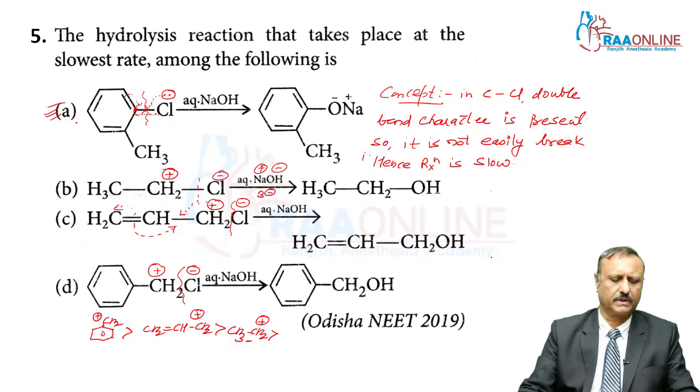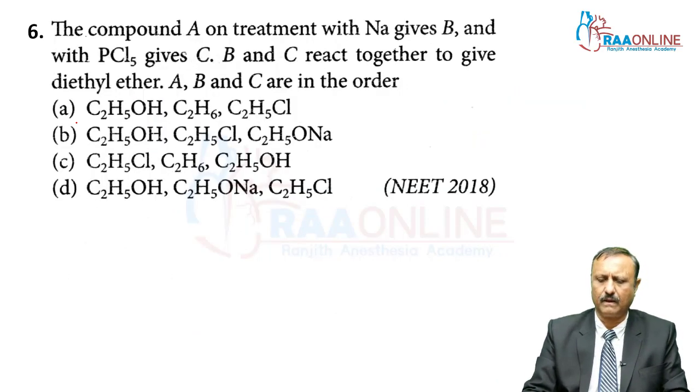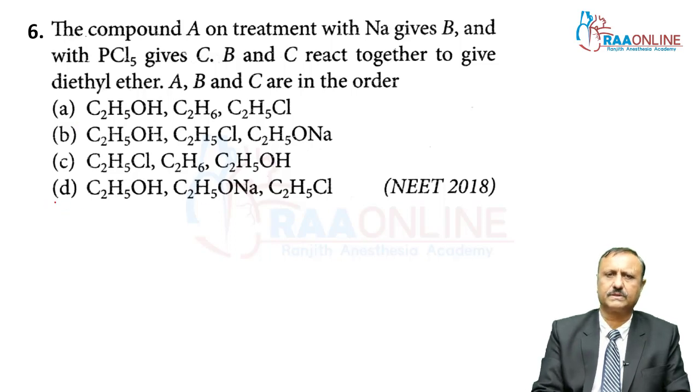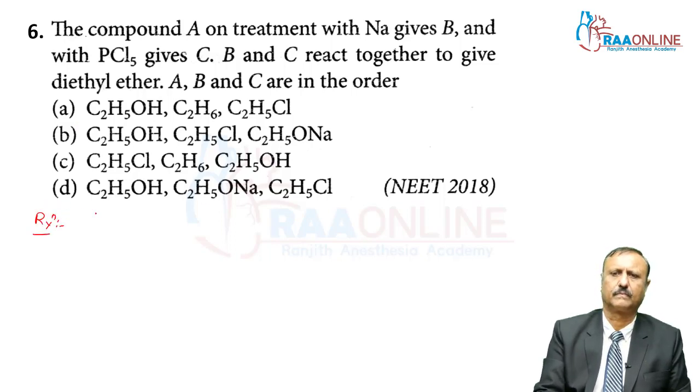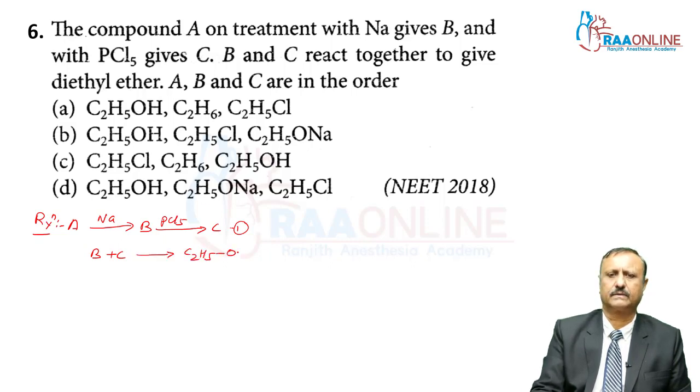Now, my dear students, question number 6, we can go to question number 6. And in question number 6, what is the reaction and concept? This question was also asked in NEET 2018. My dear students, compound A reacts with sodium to give compound B. B reacts with PCl5 to give compound C. This is our first reaction. When B and C both react, they form diethyl ether. This is our second reaction.